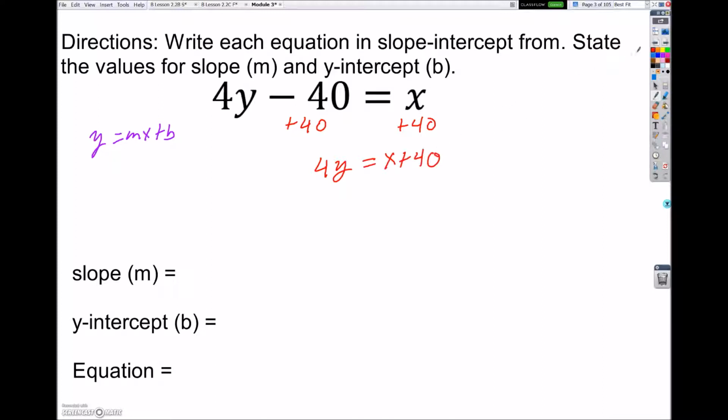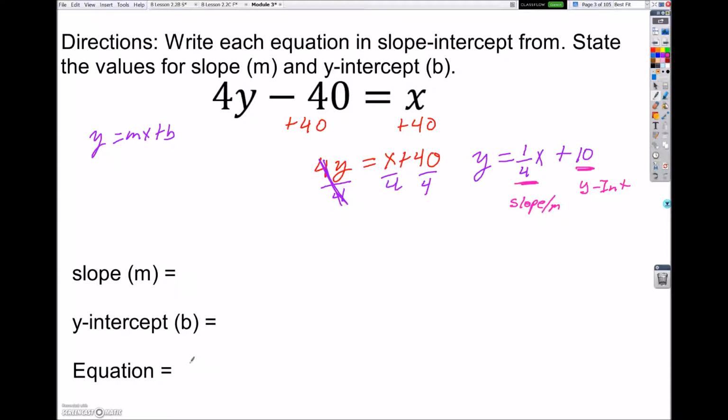Now to get the y all by itself, I'm going to divide both sides by 4. I'm going to divide each and every term. So I'm going to be left with y equals x over 4, which is equivalent to 1/4 x, just a different way to write it, plus 10. Now, as a reminder, the coefficient of x is always your slope. It's always your m value. And right here, the plus 10, your constant, is your y-intercept.